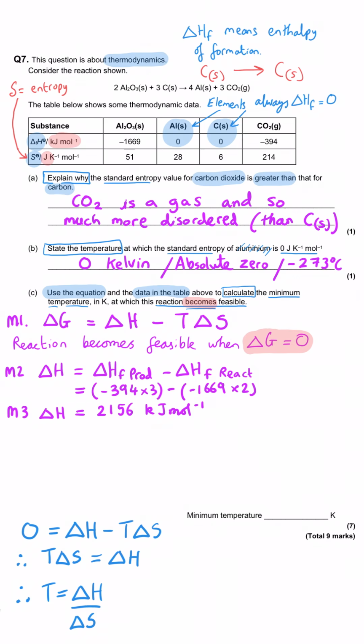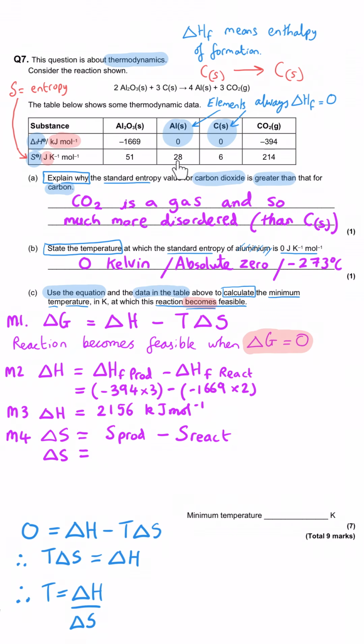And then the entropy change is calculated in the same way that we use enthalpy of formation, and that will always be the case for a Gibbs free energy equation. The entropy is the entropy of the products minus the entropy of the reactants. And this is a little bit of a longer calculation because we don't have any 0 values.